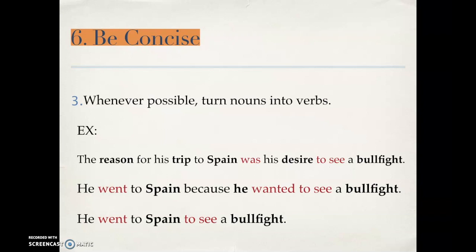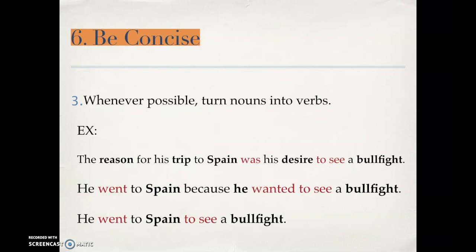Okay, so it would read, the second one down goes, he went to Spain because he wanted to see a bullfight. But I think that we can even do better than that. Okay, he went to Spain. That's a good solid start. You can't really cut that down too much. But instead of saying because he wanted to see a bullfight, you could just say he went to Spain to see a bullfight. I think it's implied that he wanted to do so because he did it, right? And that was the intention of him going to Spain. That's what's clear in that sentence.